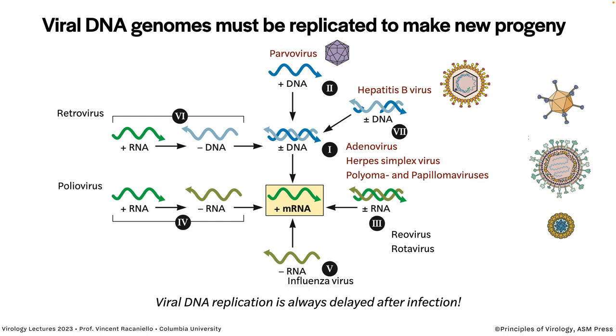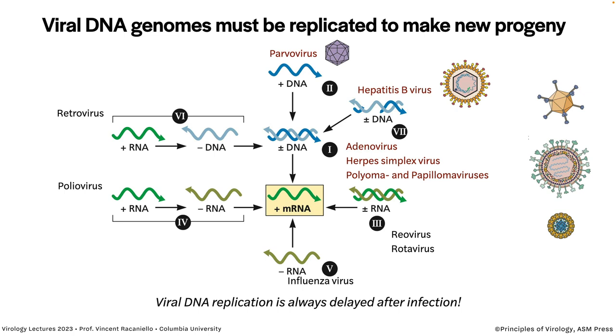That's why we talked about transcription first, because you have to make mRNA to make a protein. But you'll see at the end of today that not all cells that are infected are dividing in your body. And that's not good, because a non-dividing cell is not making DNA, so all the machinery is turned off. That is not good for a DNA virus. We're going to see how that's dealt with today.